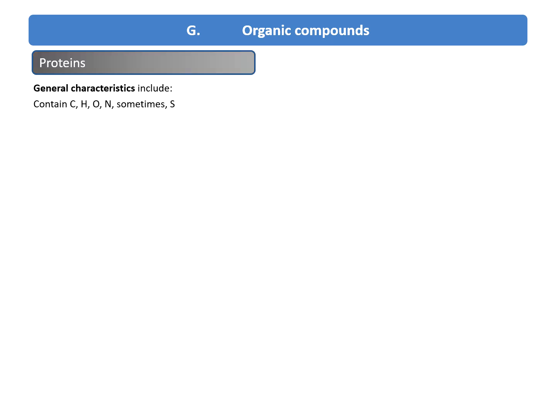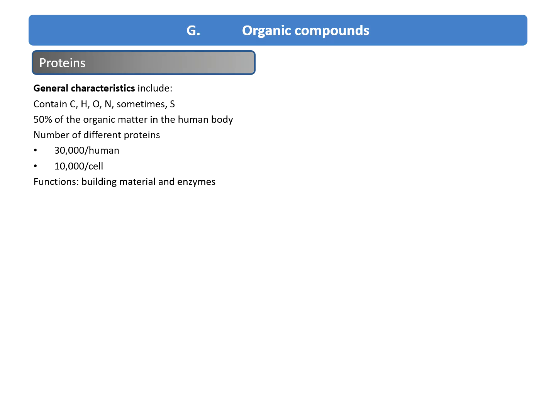The next category of organic compounds are the proteins, key components of life. They contain carbon, hydrogen, oxygen, and nitrogen, and sometimes sulfur. Roughly 50% of the organic matter in the human body consists of proteins. The number of different proteins is roughly 30,000 per human, perhaps 10,000 per cell.